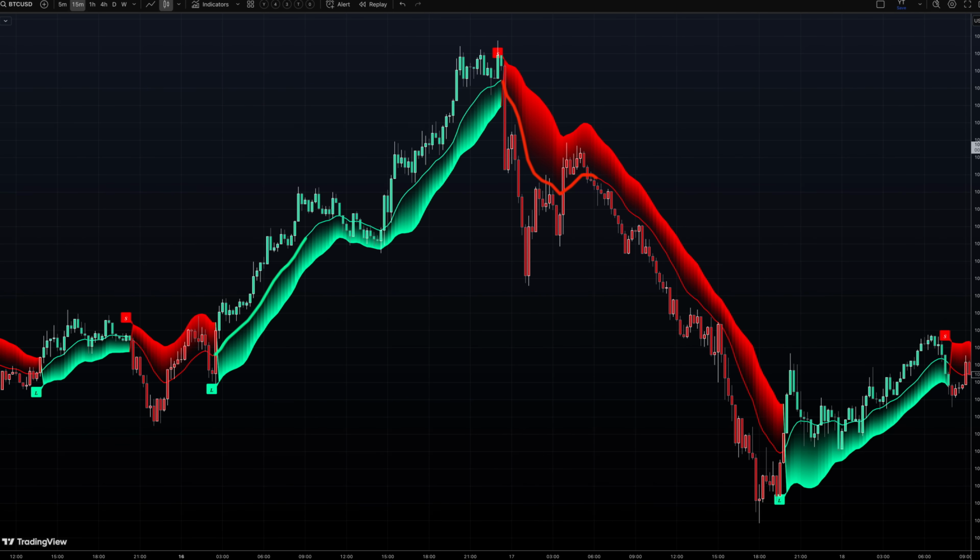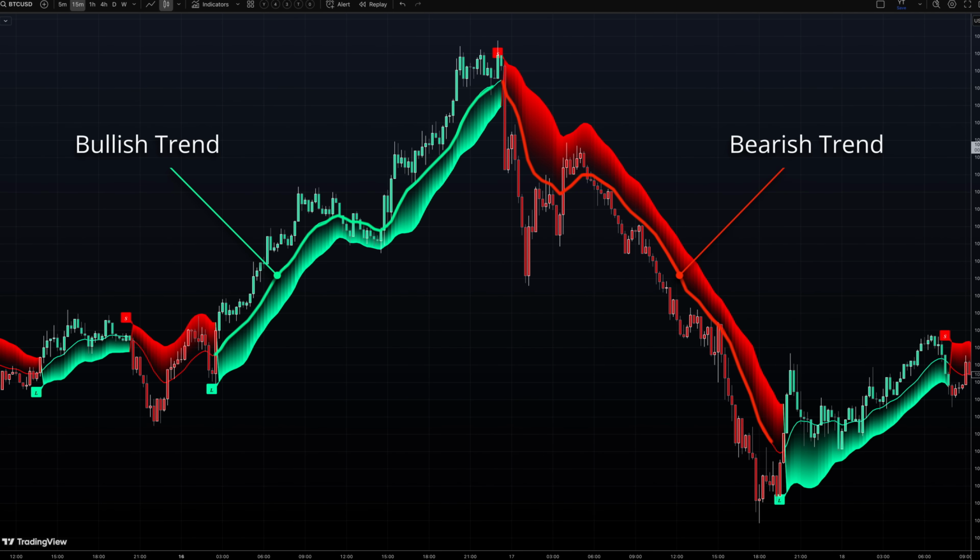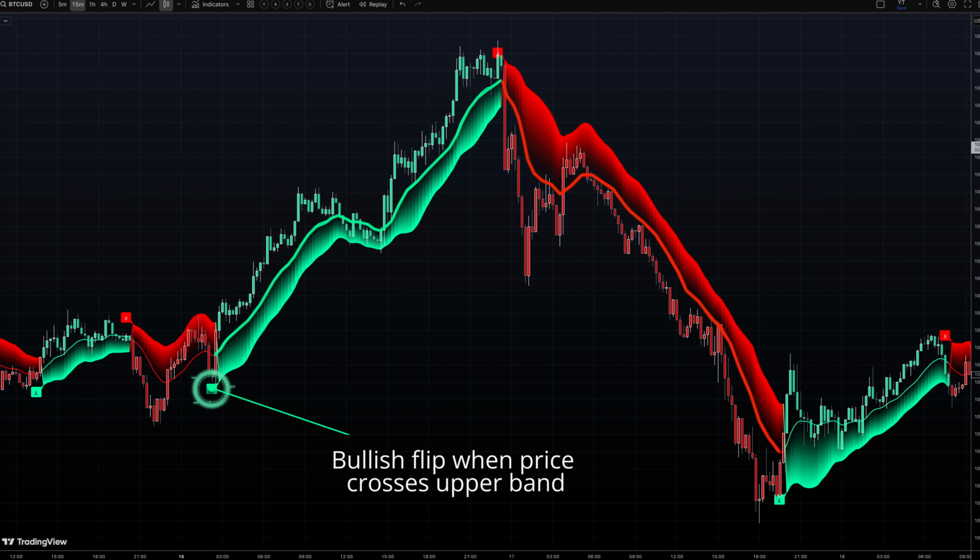The core mechanism employs a state-based trend detection system that switches between bullish and bearish modes based on price interaction with the volatility bands. When price crosses above the upper band during a bearish trend, the system flips to bullish and tracks the lower band as the new trend level.